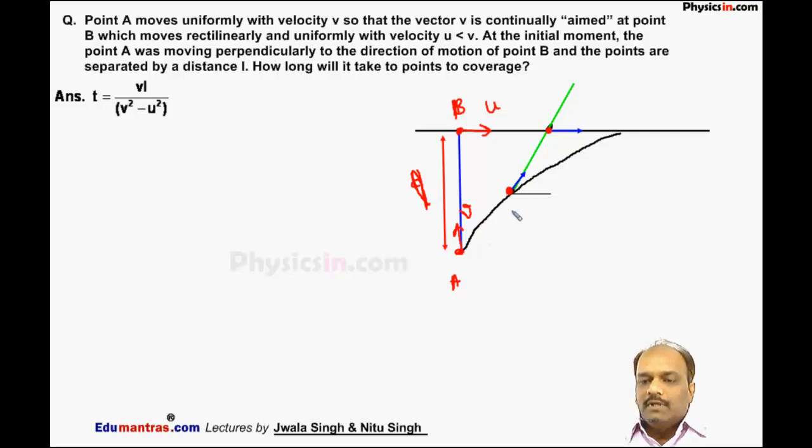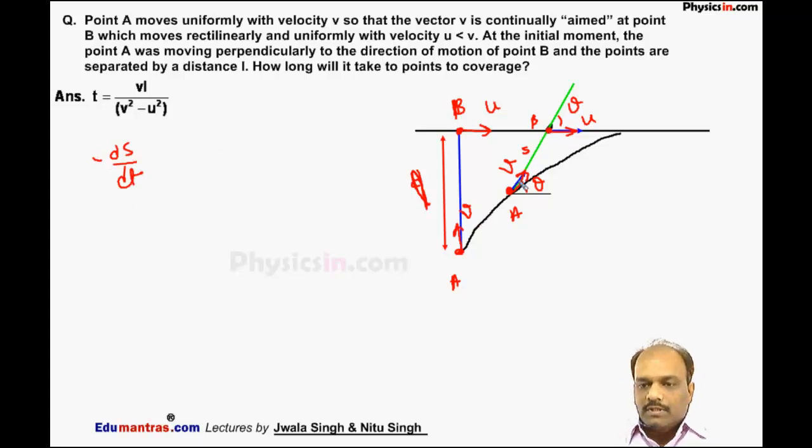Now after some time A is here and the B particle is here, and this B is moving with a speed u, whereas A is always moving toward this B with a speed v. Let at any instant this angle be theta, so I can say this angle is also theta. Let the separation between A and B be S. This separation is decreasing, so minus ds by dt is the velocity of approach.